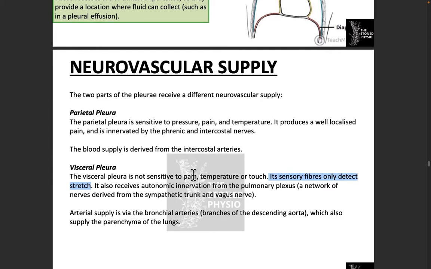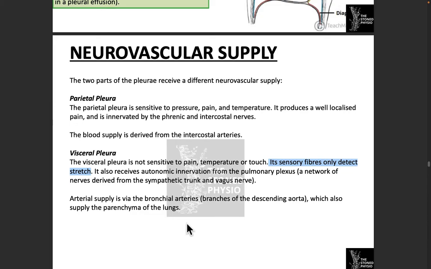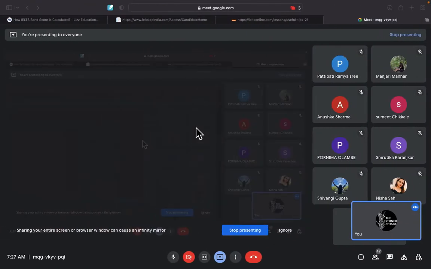Let's talk about their nerve innervation and their blood supply as well. If we talk about the nerve innervation, here we can see we have got the phrenic nerve. We are talking about the parietal pleura, the outer layer. Can anyone tell me the nerve root for the phrenic nerve? I think we discussed this.